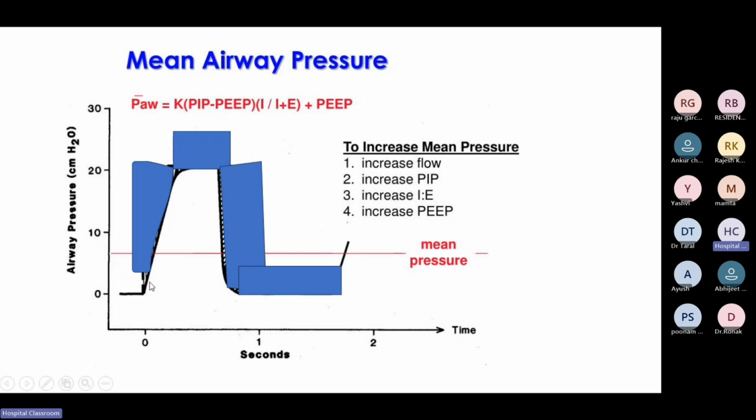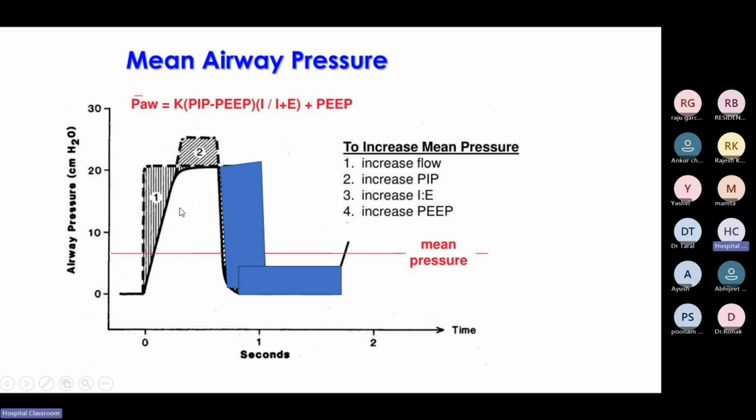If I want to increase the mean airway pressure, the area under this graph, which you see, has to increase. To increase the mean airway pressure, there are four options. One is you can increase the flow. If I increase the flow, the curve which was slanted initially will now become flat. That is how you can increase the area under the curve and increase oxygenation.